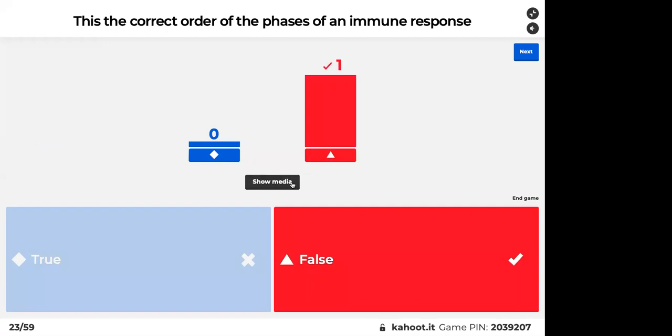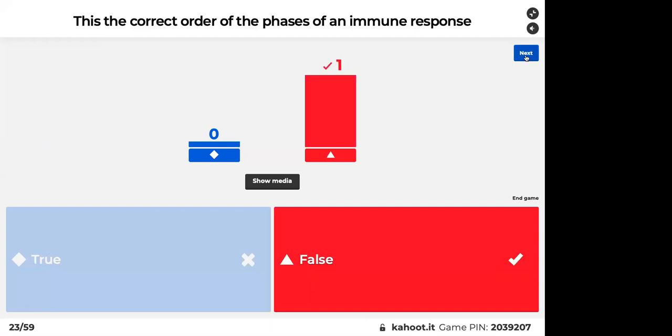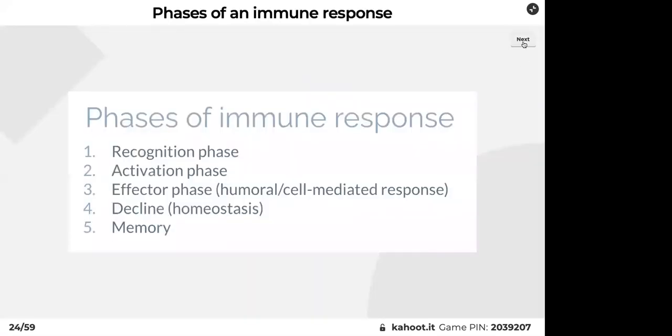Correct, that is false. The correct order of the phases is in fact: first, recognition phase, two, activation phase, three, effector phase, four, decline via homeostasis, and five, memory of the response, for future reference.